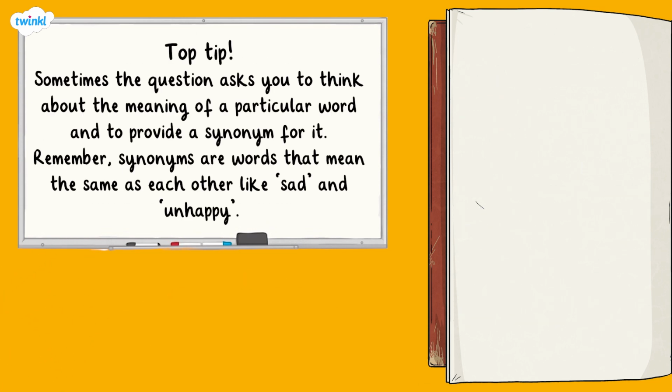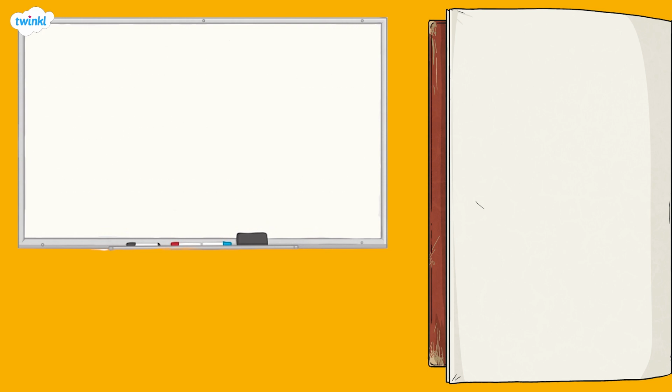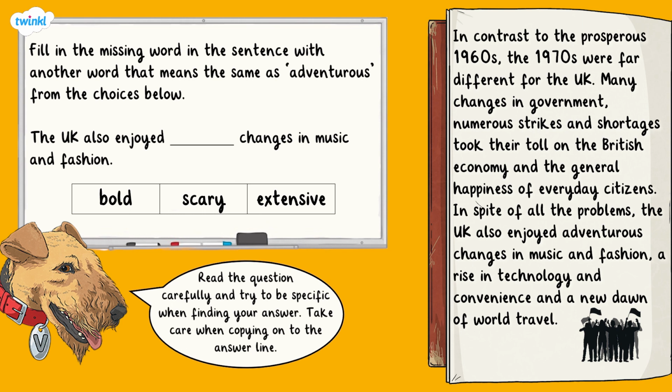Top tip, sometimes the question asks you to think about the meaning of a particular word and provide a synonym for it. Remember, synonyms are words that mean the same as each other, like sad and unhappy. Let's take a look at this example. Fill in the missing word in the sentence with another word that means the same as adventurous from the choices below. The UK also enjoyed blank changes in music and fashion. Bold, scary, or extensive.